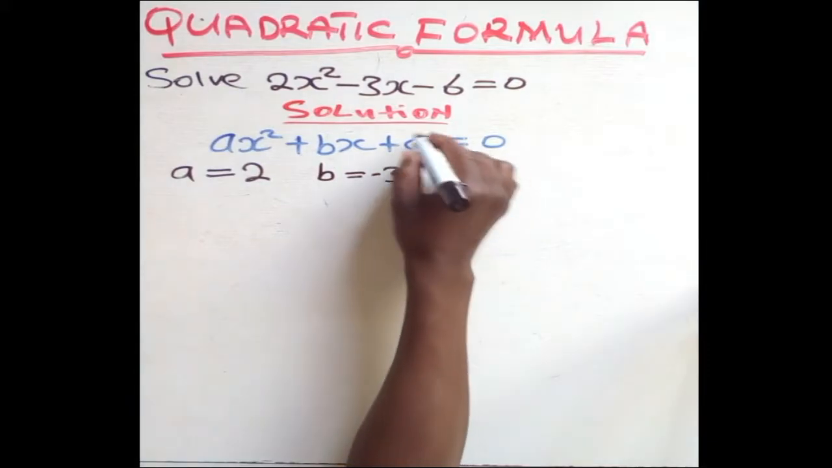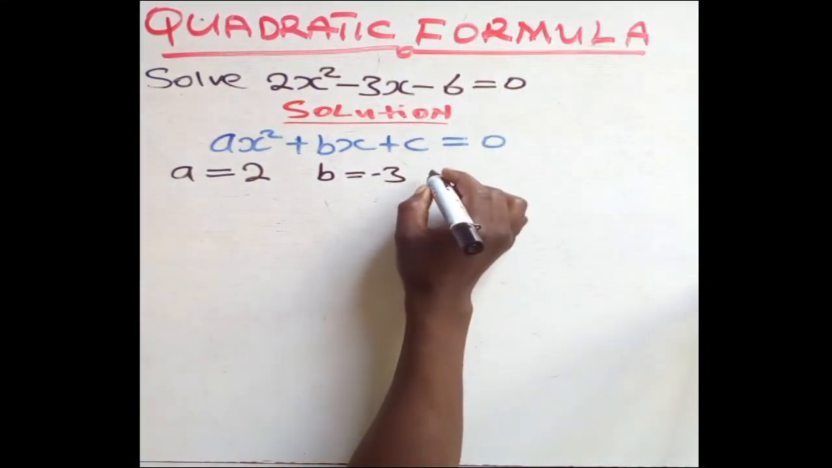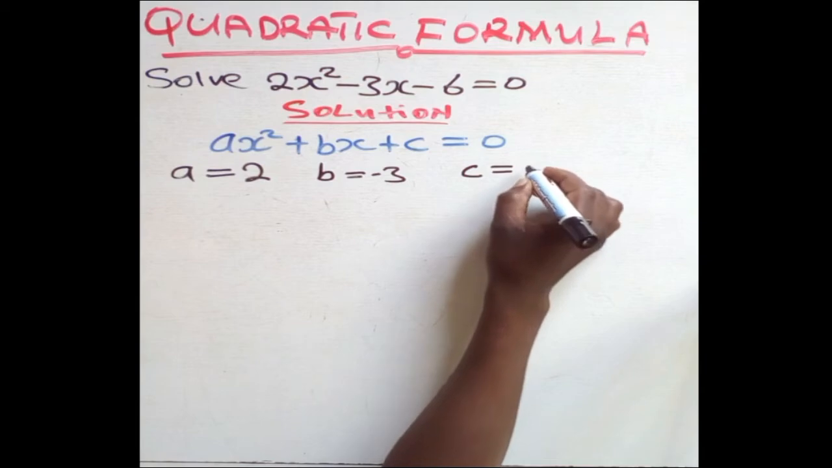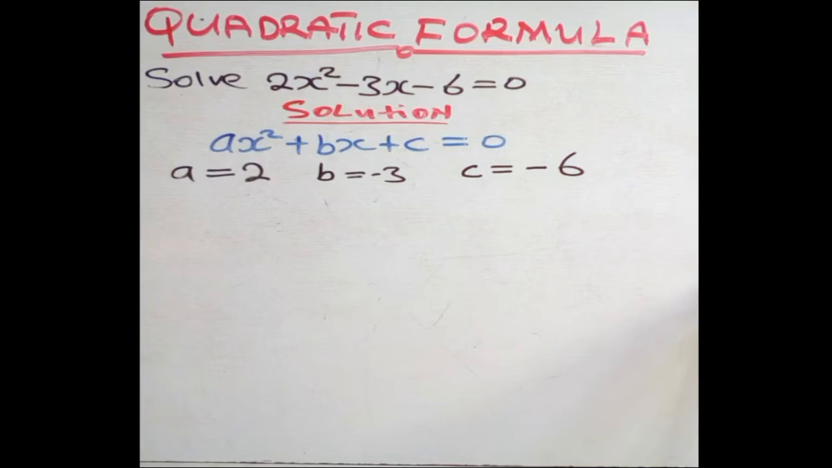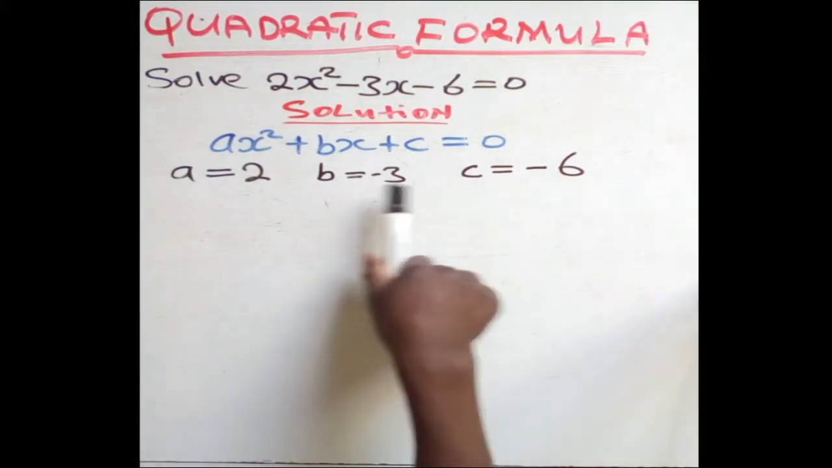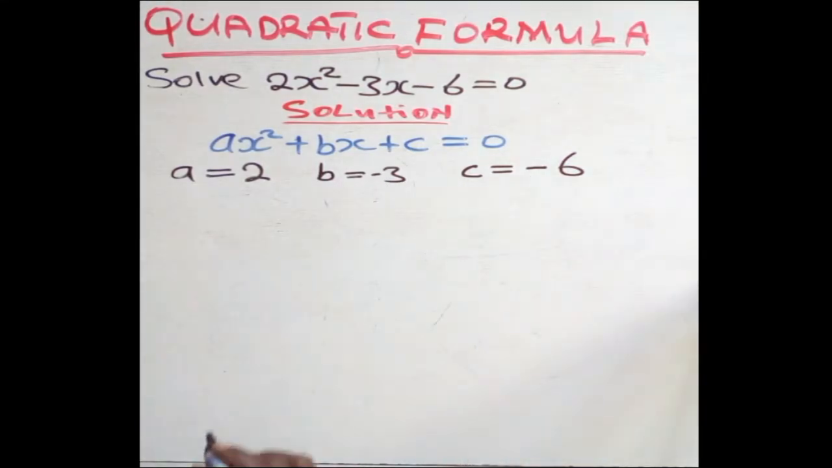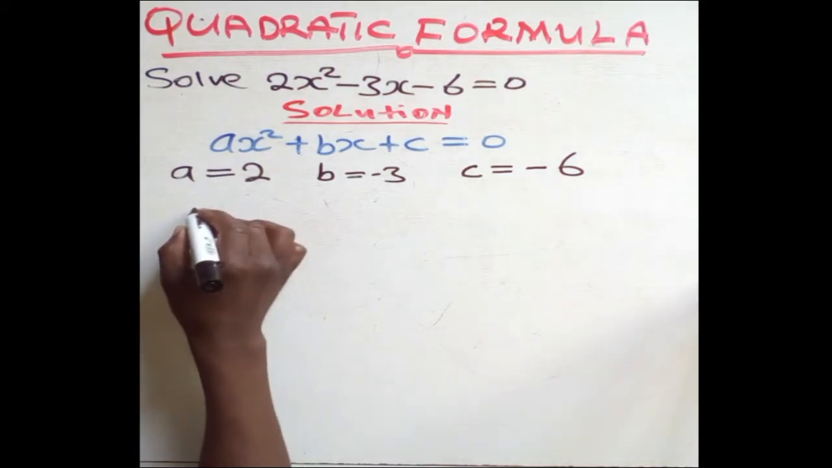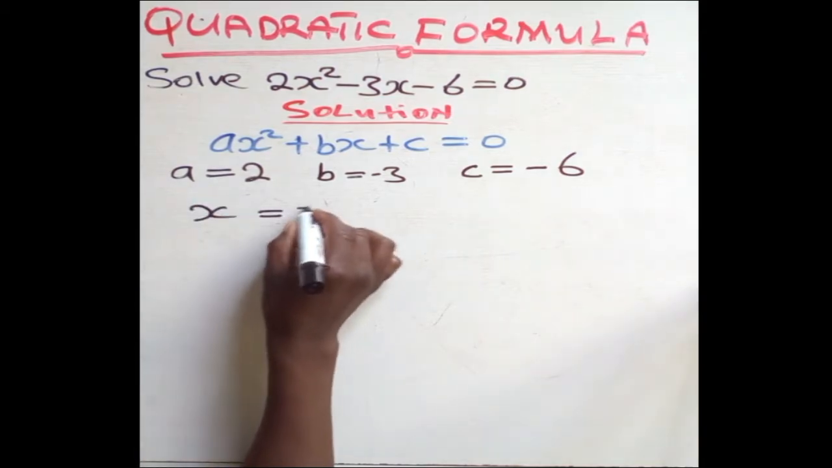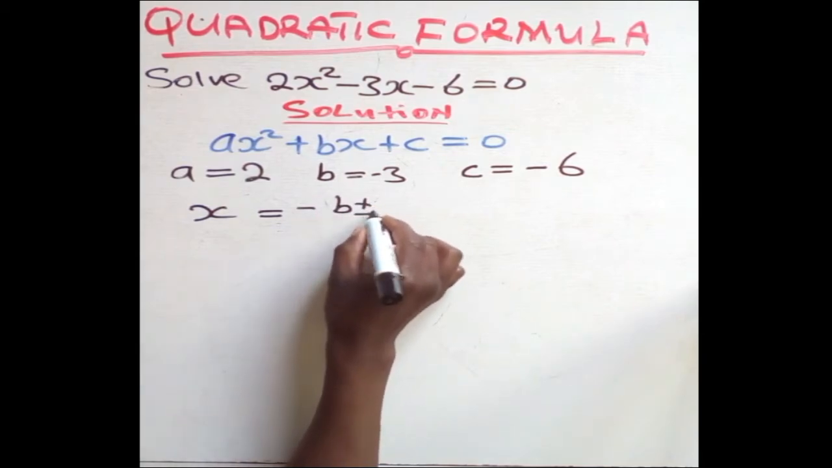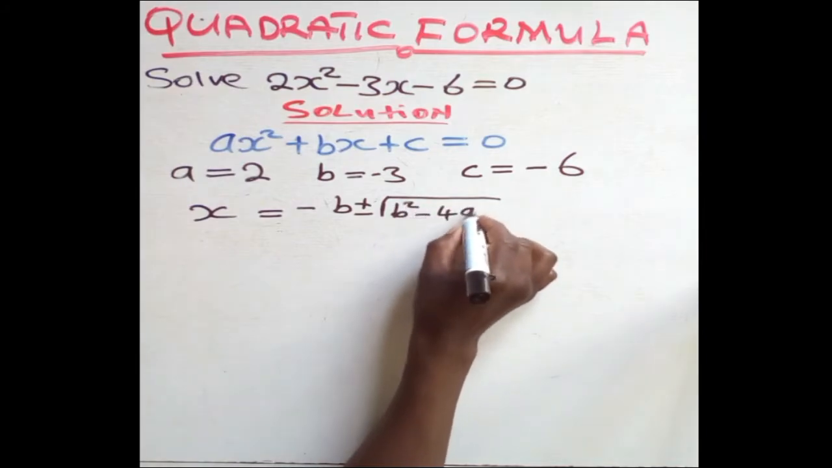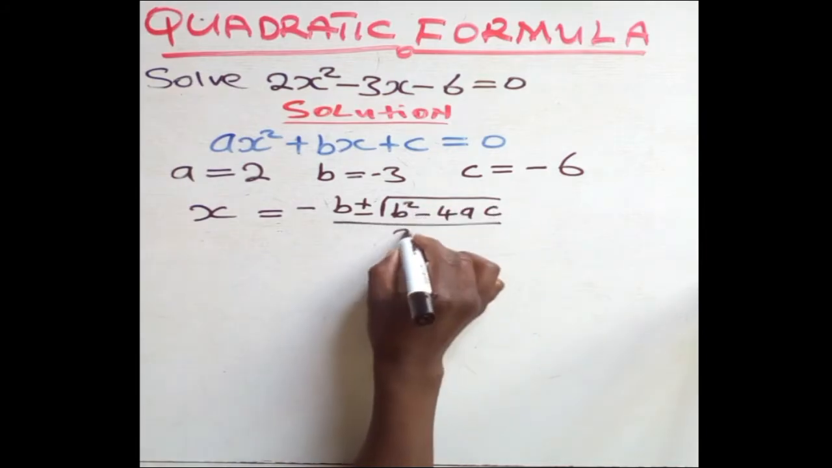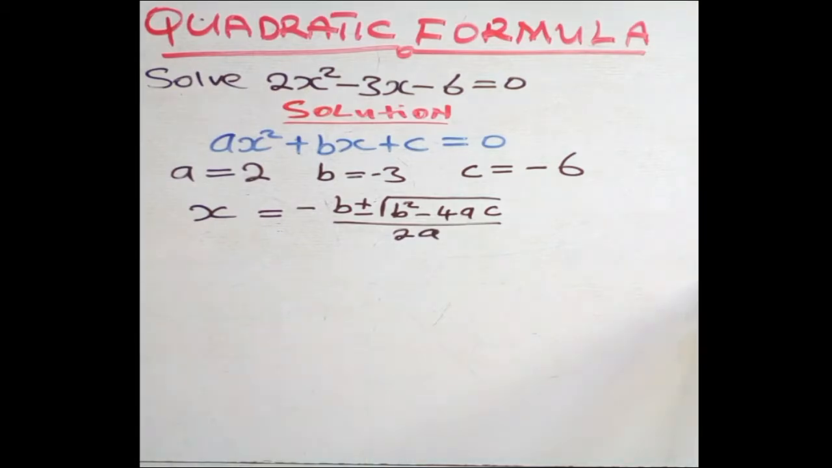c is the constant, a number without x. So in this case, our c is going to be equal to -6. Make sure that you pick them together with the mathematical operations or the signs. Then, the quadratic formula states that x is equal to -b plus or minus root b squared minus 4ac over 2a. So at this point, it's just a matter of substitution.